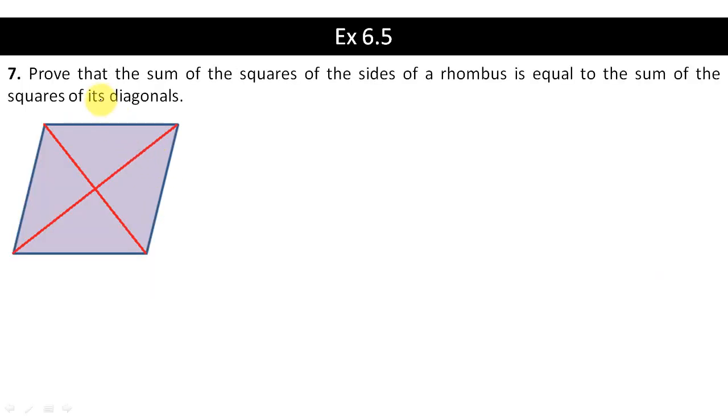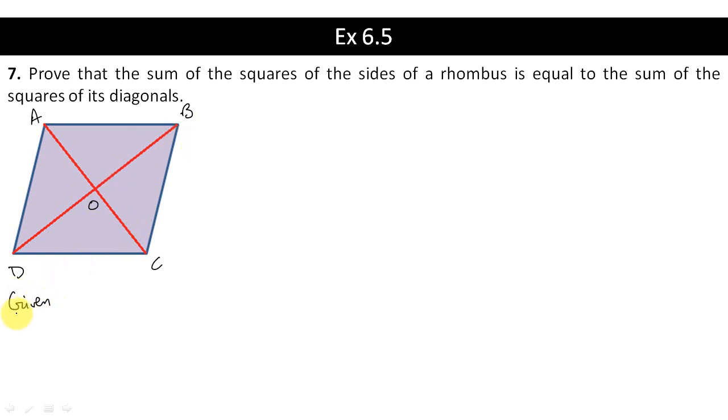Question number 7. Prove that the sum of the squares of the sides of a rhombus is equal to the sum of the squares of the diagonals. So it is given that this figure ABCD is a rhombus, and the diagonals suppose intersect each other at point O. What we need to prove is the sum of the squares of the sides, that is AB square plus BC square plus CD square plus DA square, the sum of the squares of all the four sides, is equal to the sum of the squares of the diagonals, that is AC square plus BD square. This we have to prove.